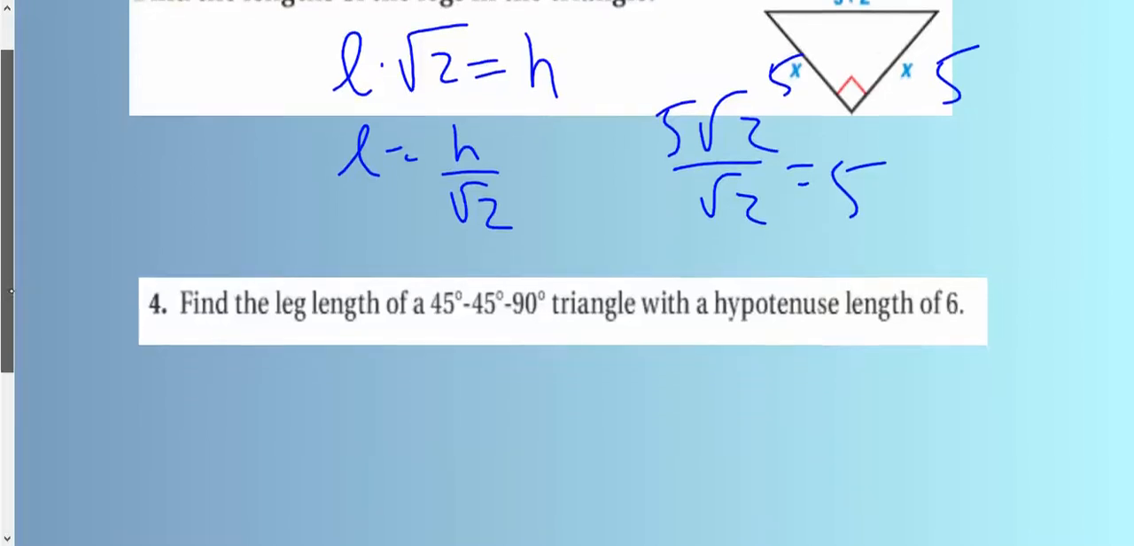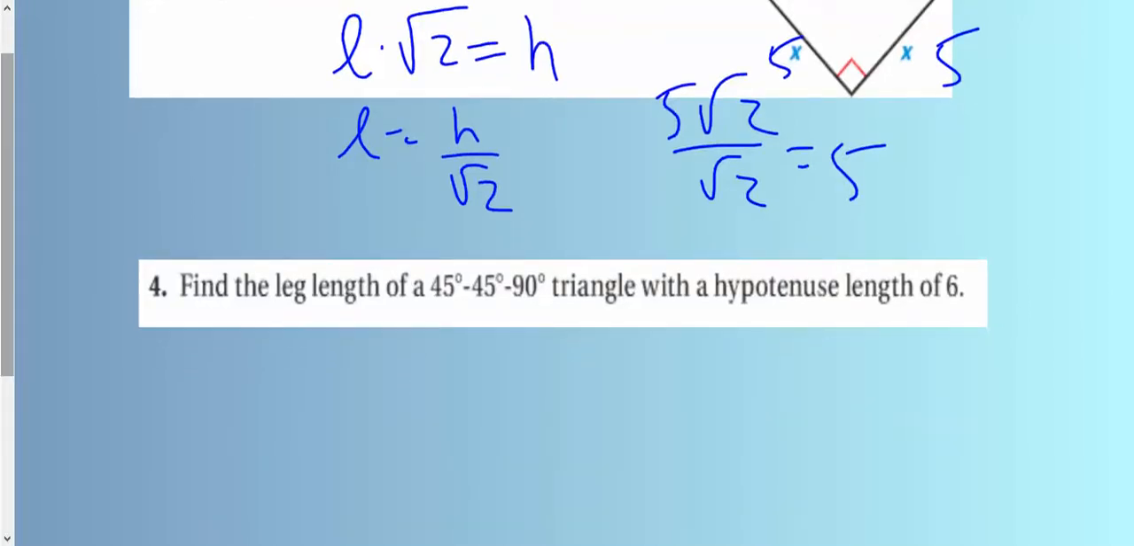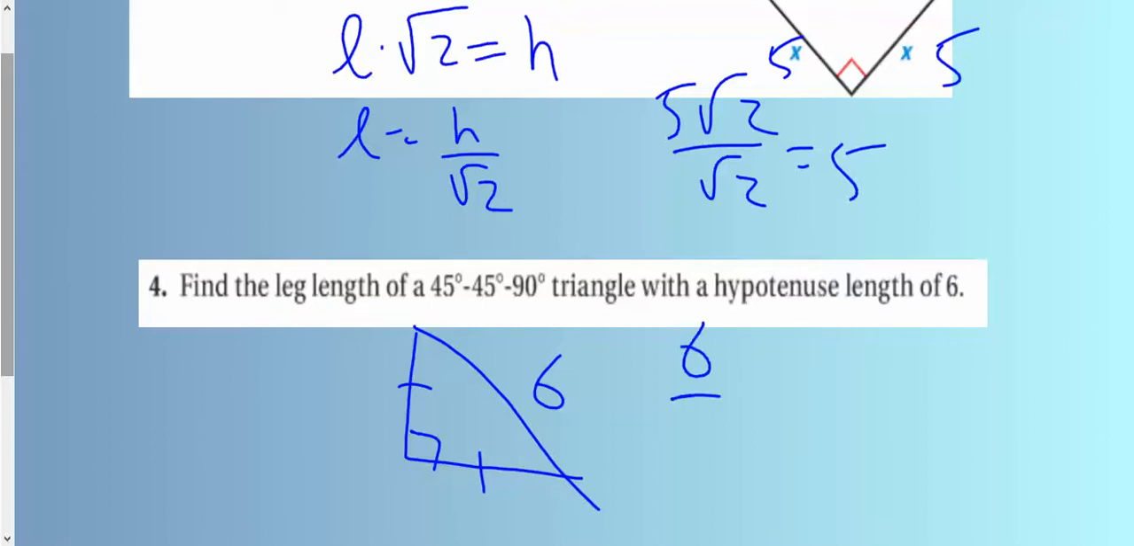Okay, find the leg length of a 45, 45, 90 triangle with hypotenuse length 6. So 45, 45, 90 isosceles right triangle, 6. Again, to go backwards, I'm going to divide by the square root of 2. Now, you cannot have a square root in the denominator, and so what we're going to do is multiply by root 2.